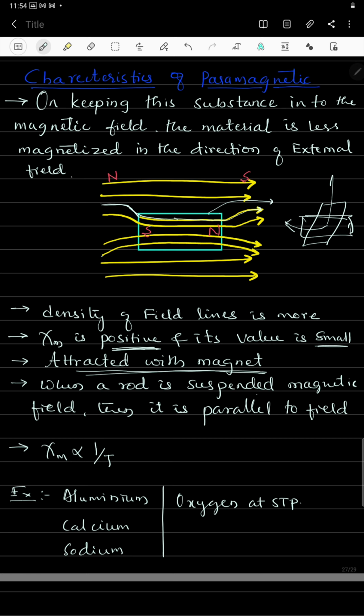And what are the examples of paramagnetic substances? Aluminum: if you place aluminum, it acts like a paramagnetic substance. Calcium and sodium, and oxygen at standard temperature and pressure. So this is about paramagnetic substances or paramagnetic materials. And let us now see the next one, that is diamagnetic materials.